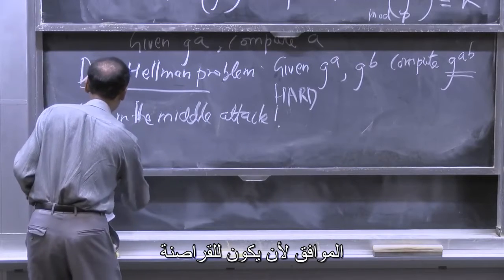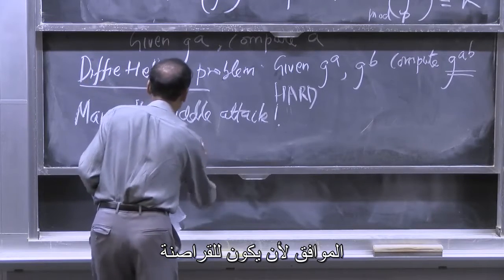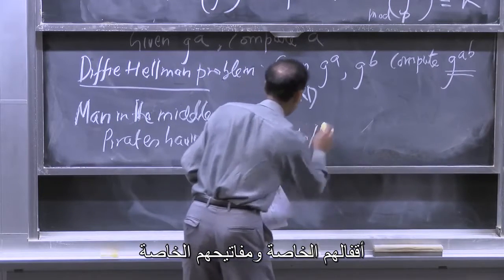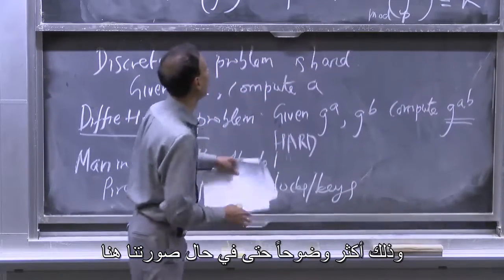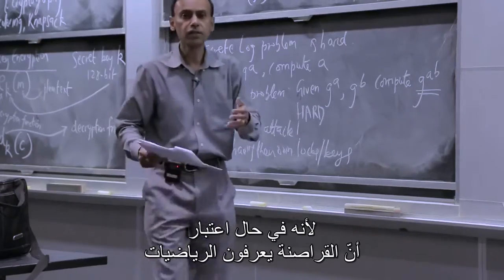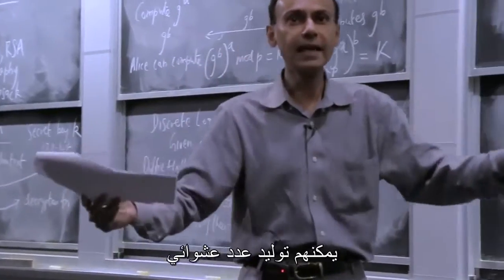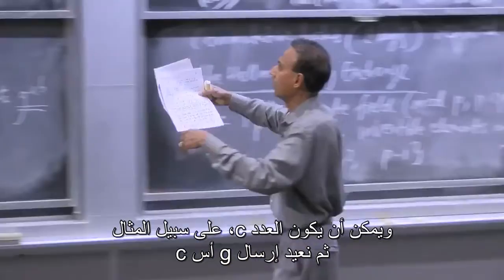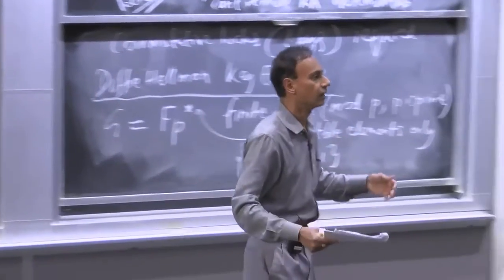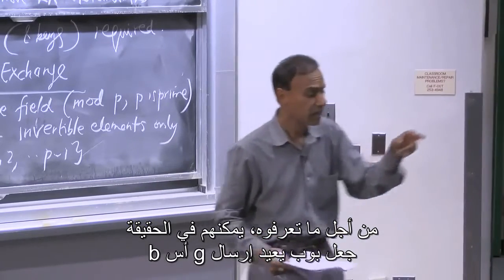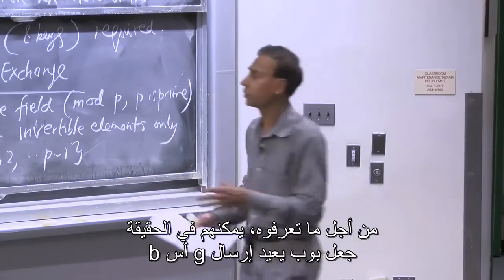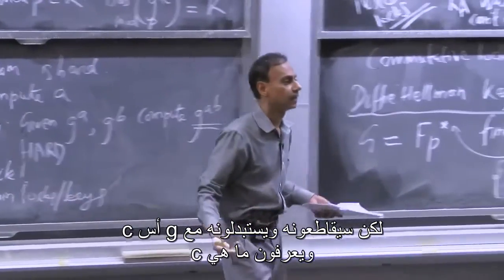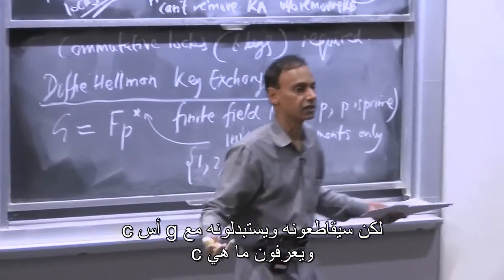Which corresponds to the pirates having their own locks and keys. And it's even more trivial in the case of our picture here, because assuming the pirates know mathematics, they can generate a random number, and the number could be C, for example, and just send back G raised to C, right? And for all you know, they could actually get Bob to send G raised to B back, but they would intercept it and replace it with G raised to C. And they know what C is, right?